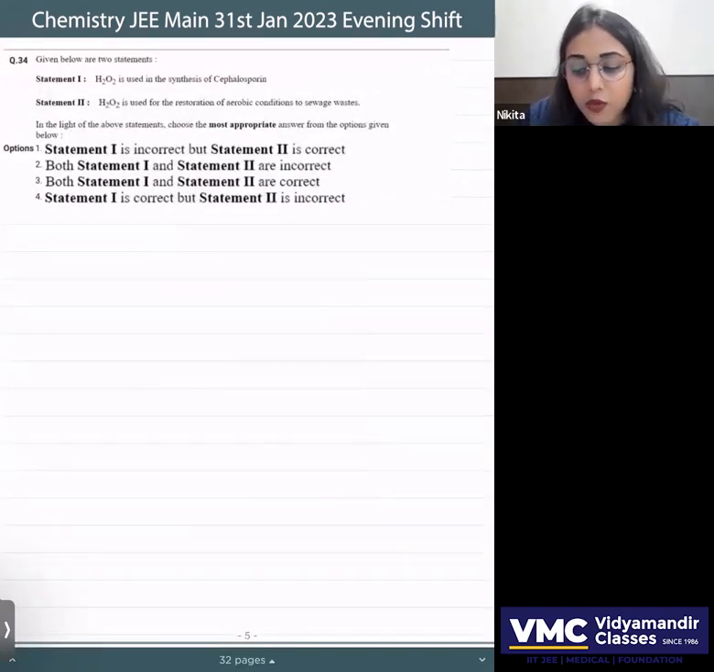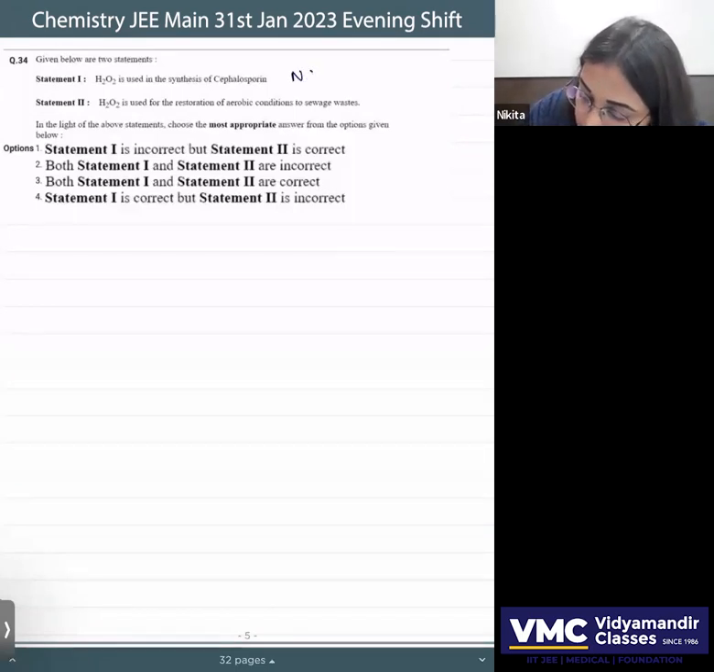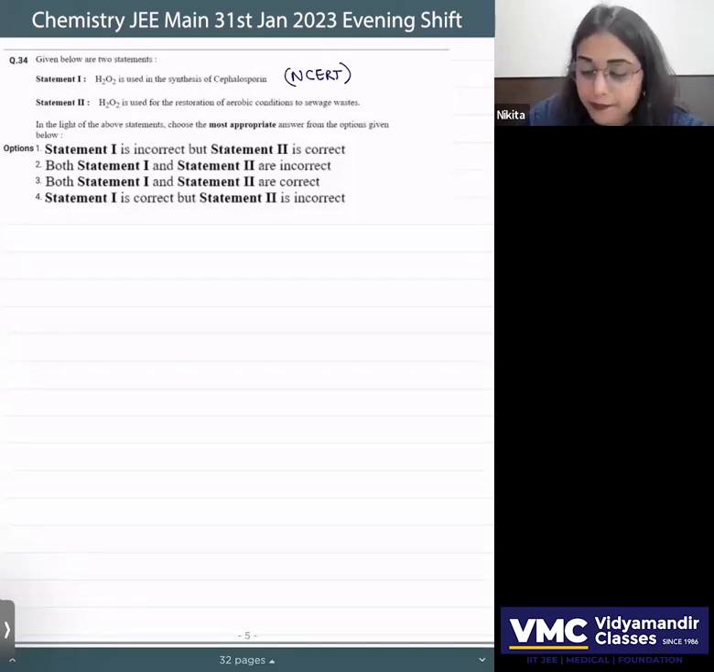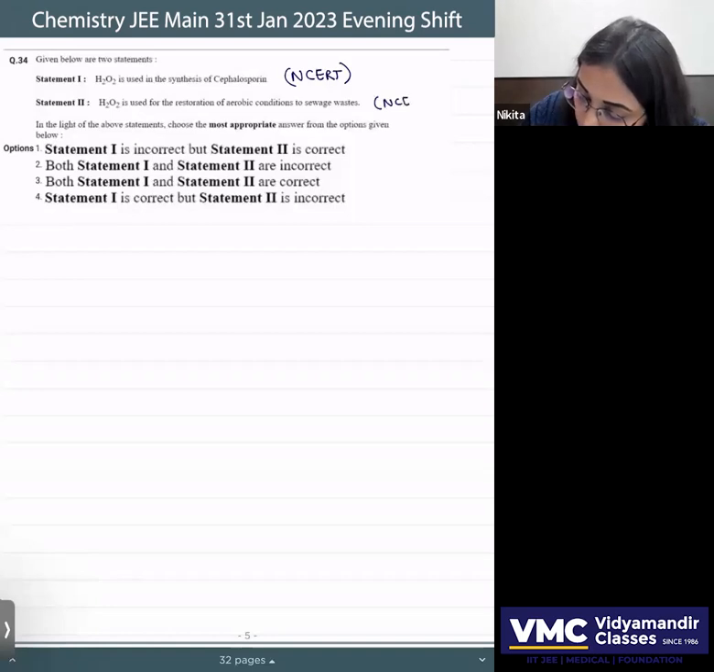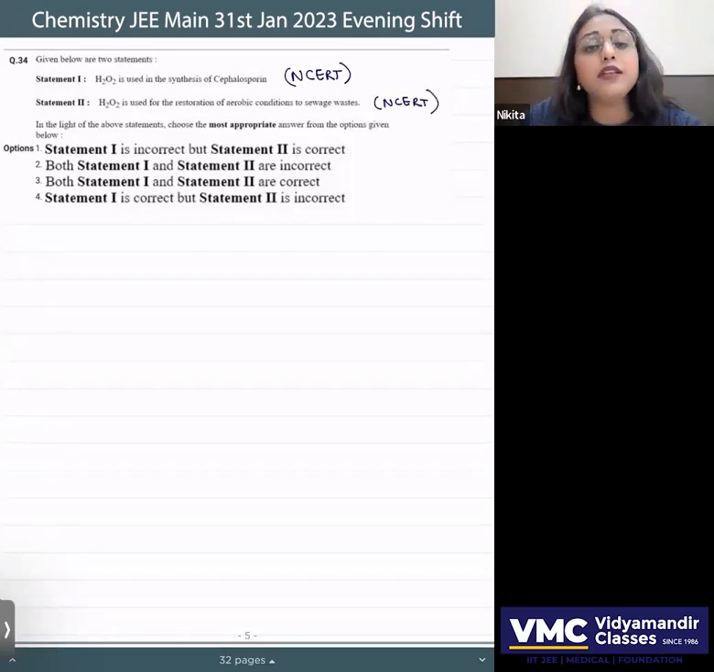Next question, given below are two statements. Statement 1 is H2O2 is used in the synthesis of cephalosporin. It is given in NCERT. Yes, it is a correct statement. Next statement says H2O2 is used for the restoration of aerobic conditions to sewage waste. It is also given in NCERT. Yes, it is a correct statement. So both statements are correct. Let's see the options. Correct option will be third option, which says both statement 1 and statement 2 are correct.